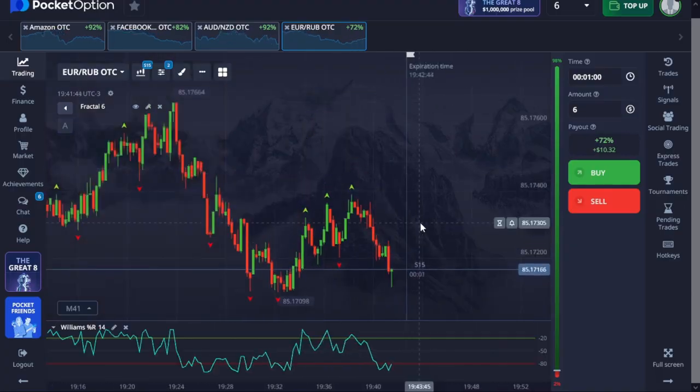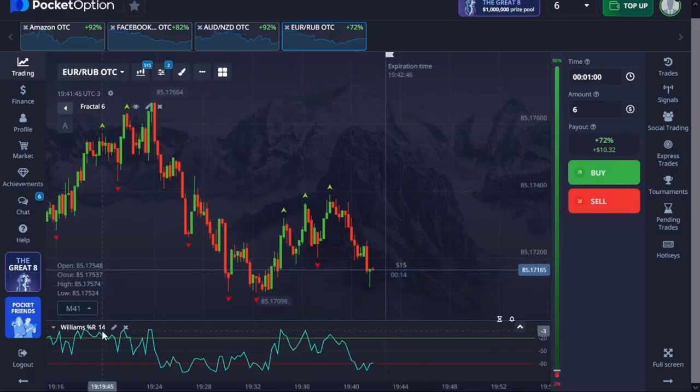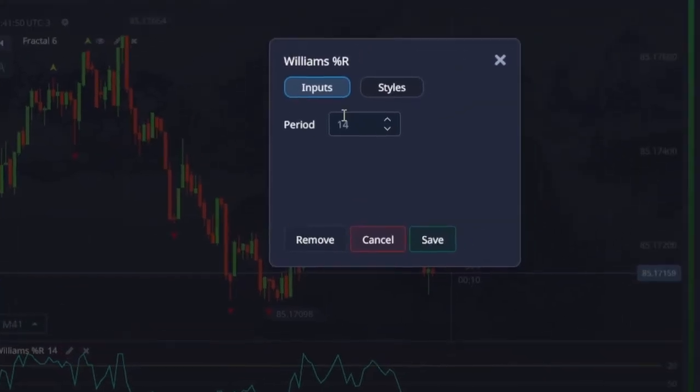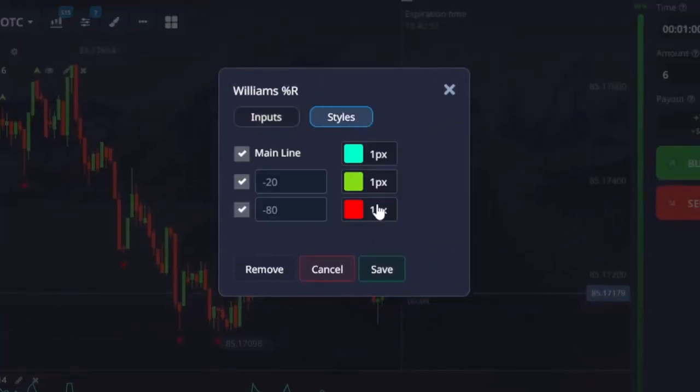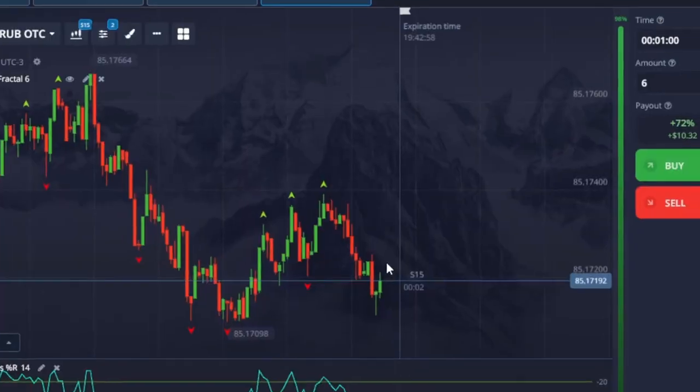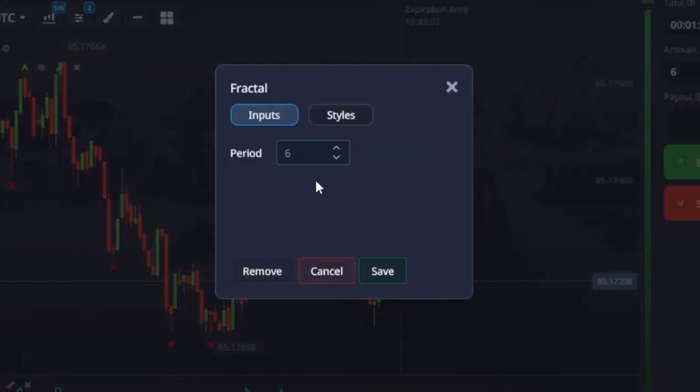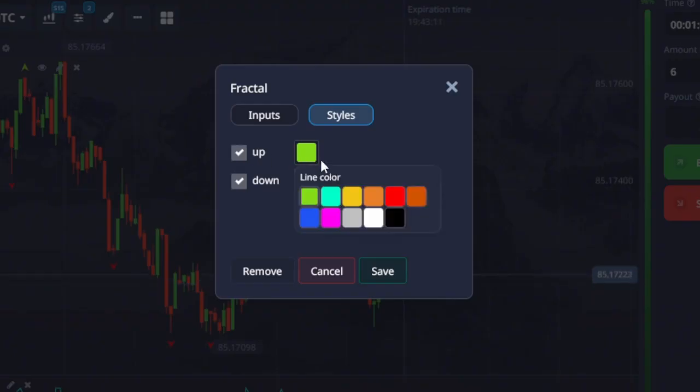I'm going to use the Williams R indicator, guys, with a period of 14. Now we're going to use 20 and 8. If you want to change the thickness, click on save. Now on the fractal, we're going to use a period of 6. I see green here. So they don't get confused, we can put red and green. When it tells me to enter, save, that's it.